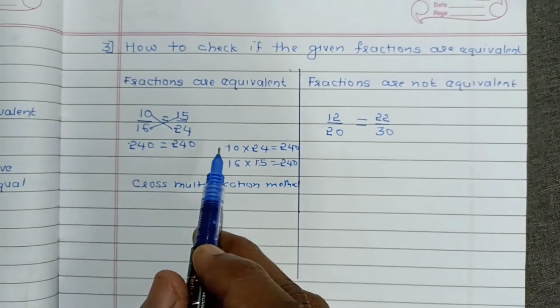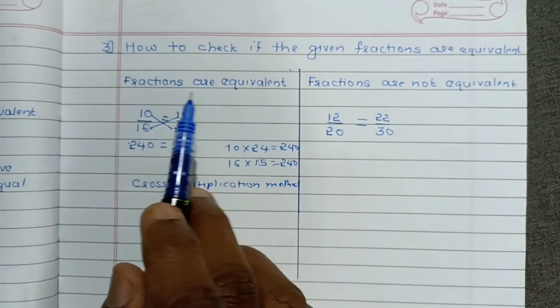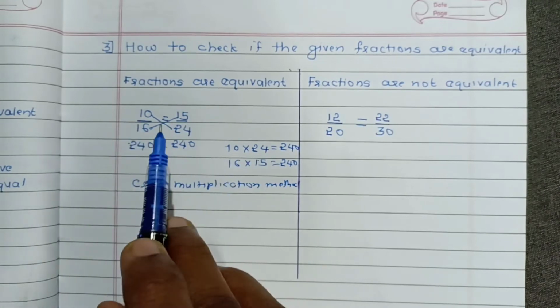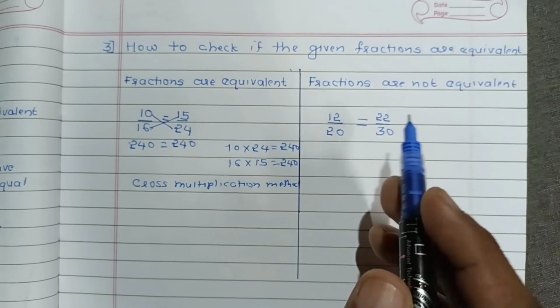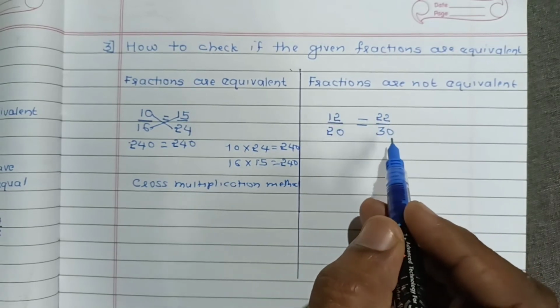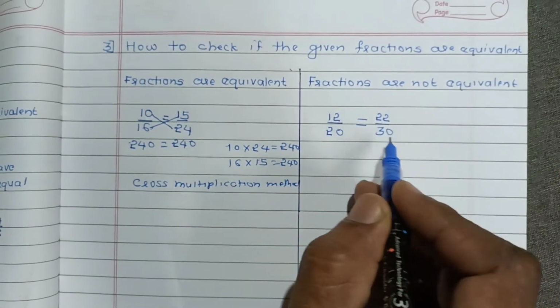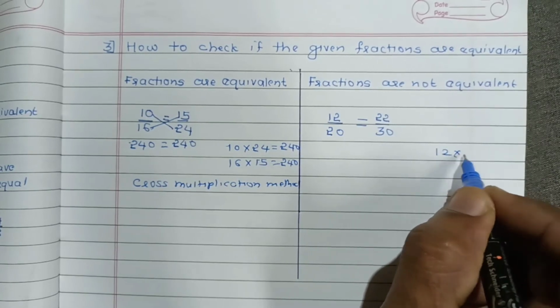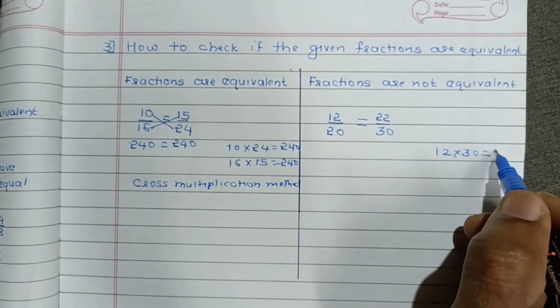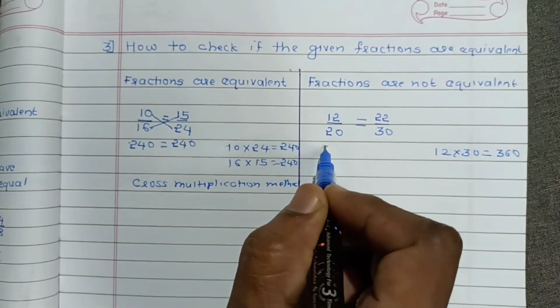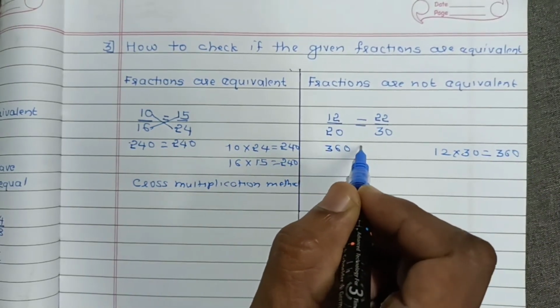So you can find out if the fractions are equivalent or not by cross multiplication. Let us check for this: 12 upon 20 and 22 upon 30. If you multiply 12 by 30, you will get the answer 360. So on one side we are getting the answer 360.